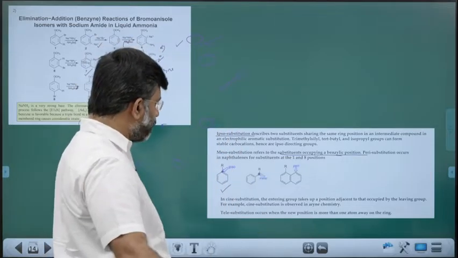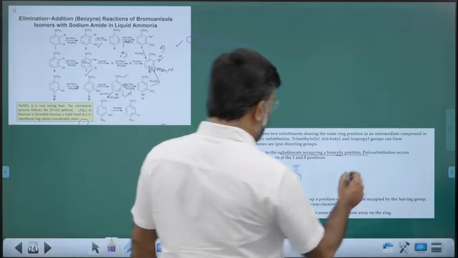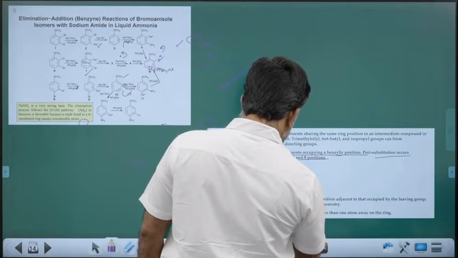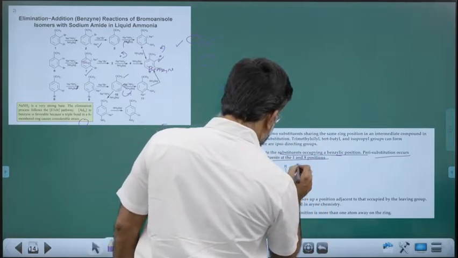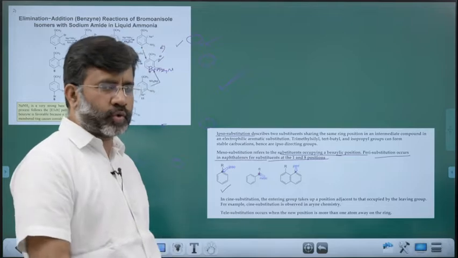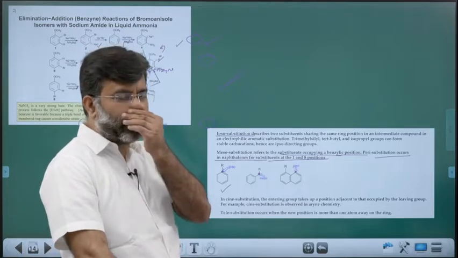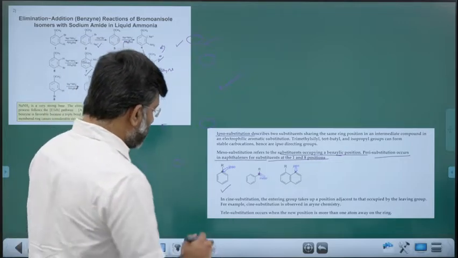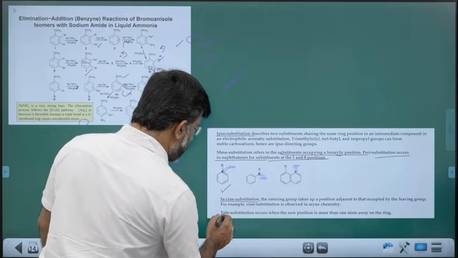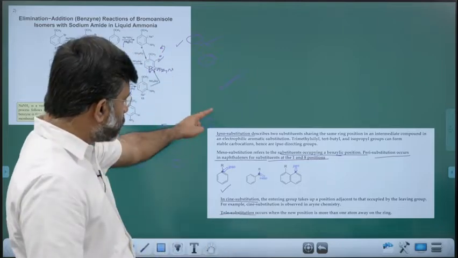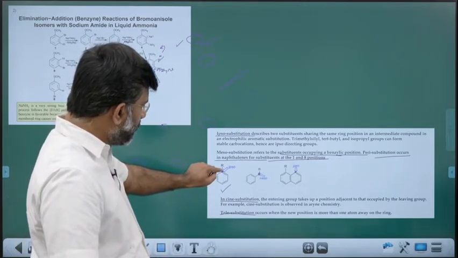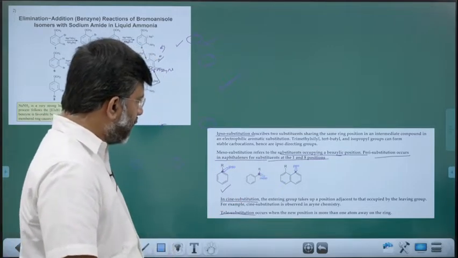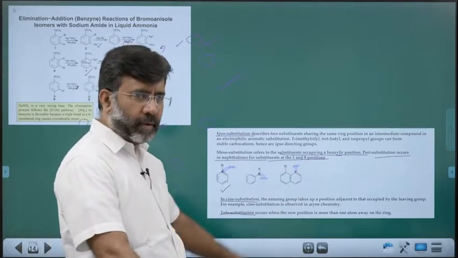And what is peri? Peri substitution occurs in naphthalene. You see, this is a naphthalene molecule, and that is peri substitution. The 1-8 positions coming in is called peri substitution. And now one more, cine substitution. What is cine substitution and what is tele substitution? So ipso means the same position shared by two groups as an intermediate. Meso means the benzylic position. Peri means something like a naphthalene molecule.